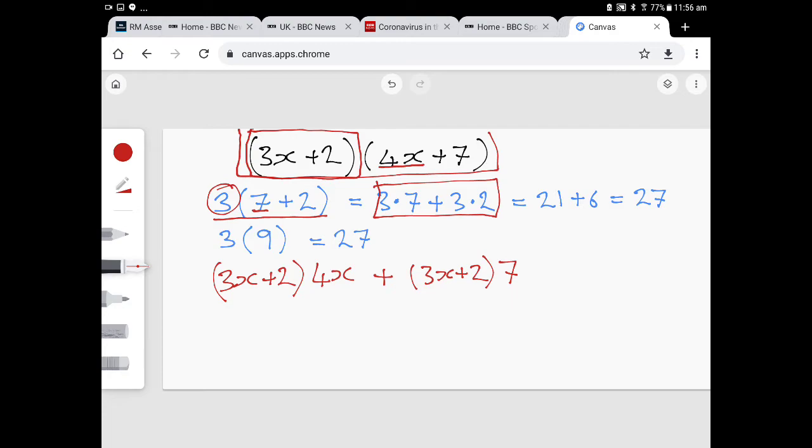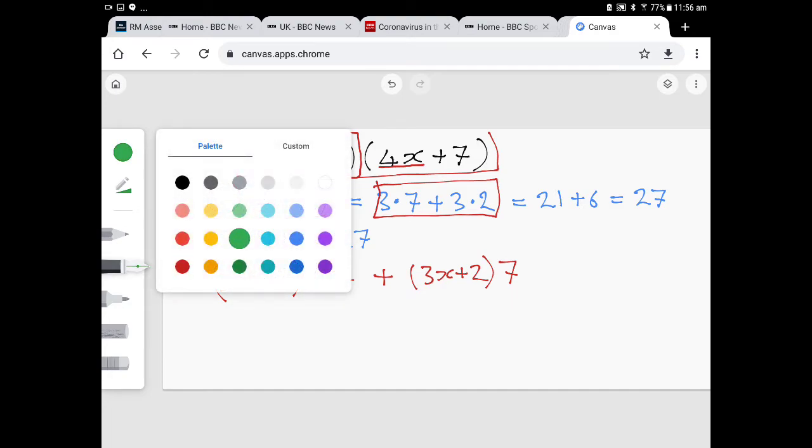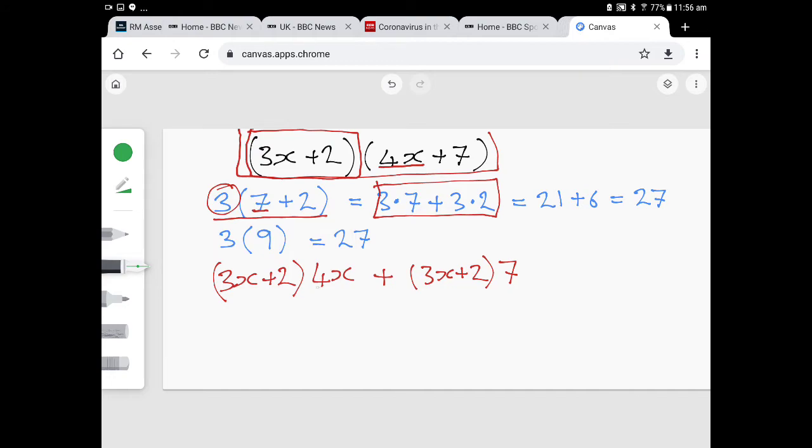Now what I'm going to do is the same thing again. I'll use the distributive property to now say, well, let's make this even simpler. Let's take this, I'm going to now treat this as if it was my 3, and multiply it with this, which is like my 7, and then with the 2. So this will break down to give me 4x multiplied by 3x plus 4x multiplied by 2.